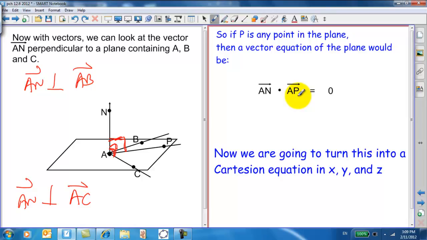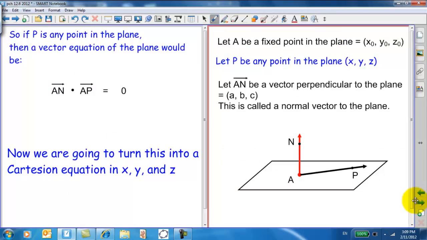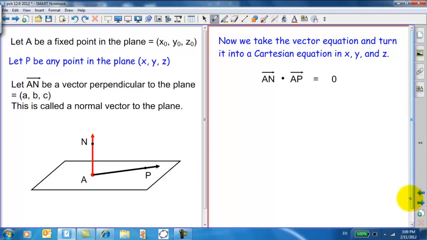Now we're going to turn this into a Cartesian equation in x, y, and z. So A is a fixed point in the plane, x naught, y naught, z naught. Let P be any point in the plane, x, y, z. And let AN be a vector perpendicular to the plane with coordinates A, B, and C. And we're going to call this the normal vector to the plane. So now we can take the vector equation and turn it into a Cartesian equation. We just said vector AN was going to be ABC.